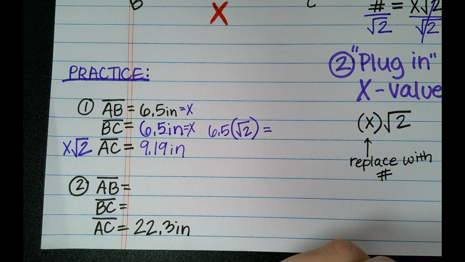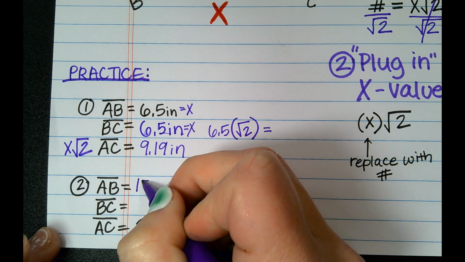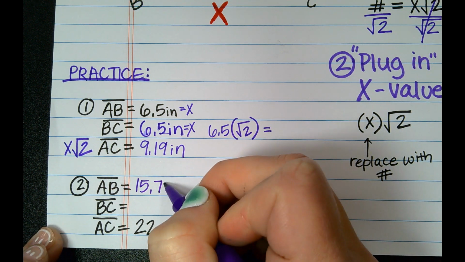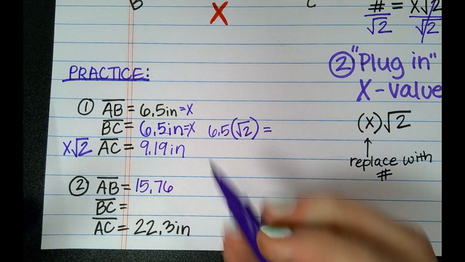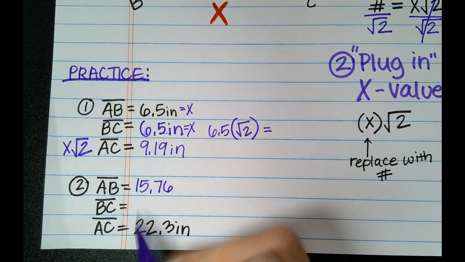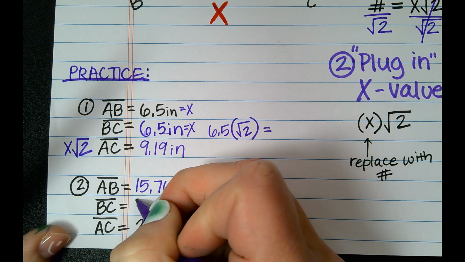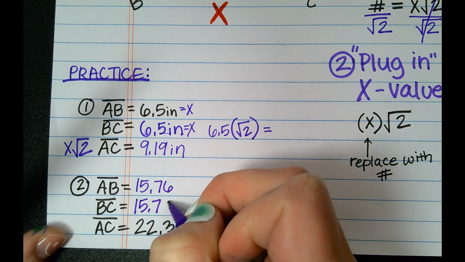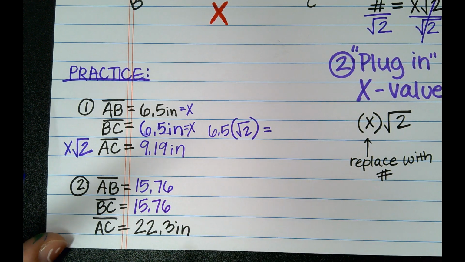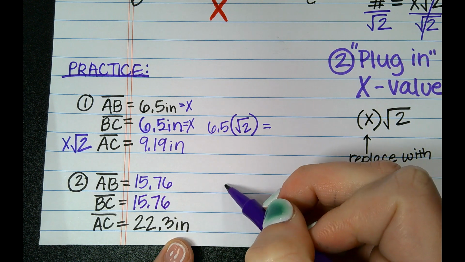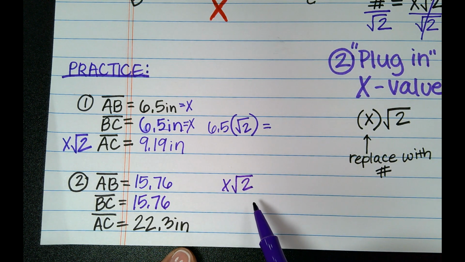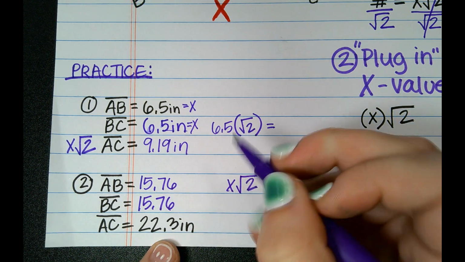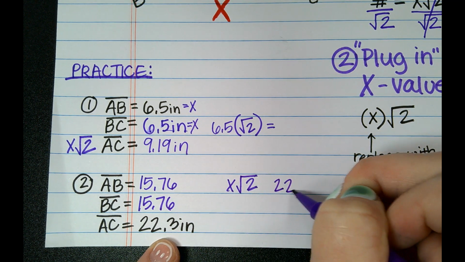I got 15.7. 15.76. You guys get that too? Awesome. Now, is that for both or just one? Both. How do you know that? X radical 2, and 22.3 divided by radical 2. Okay, so let's see.